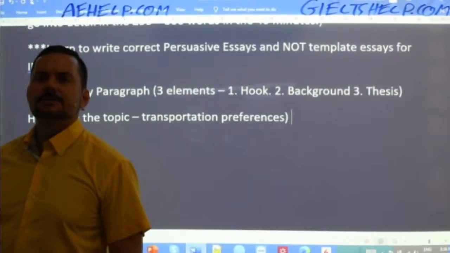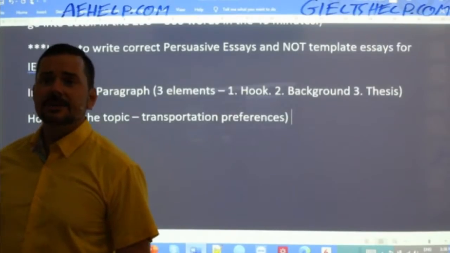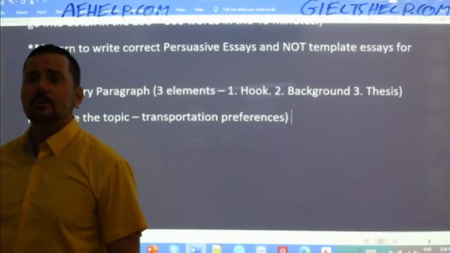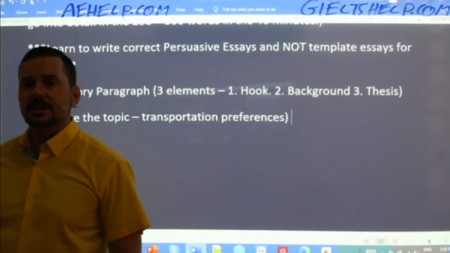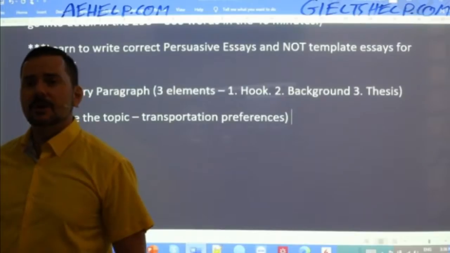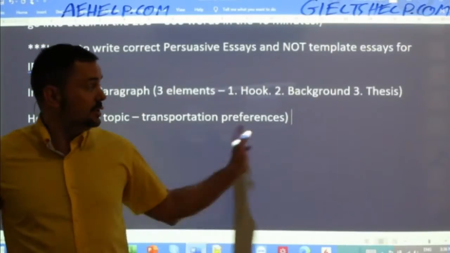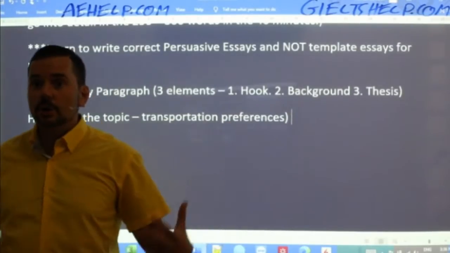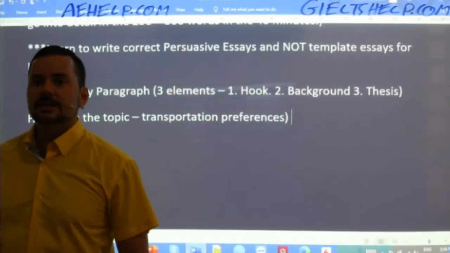Let's see some more here. Kavid Nagyev says the growing population of cities around the world pushes their residents to choose between public and private transportation. Kavid, yeah. Yeah, that's okay. That'll work. It's a little bit on the complex side, but you're definitely on the right track. You have the transportation preferences alluded to in there indirectly, so it's good. Okay.